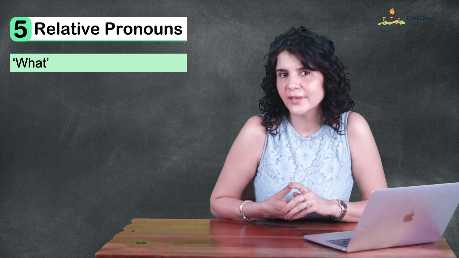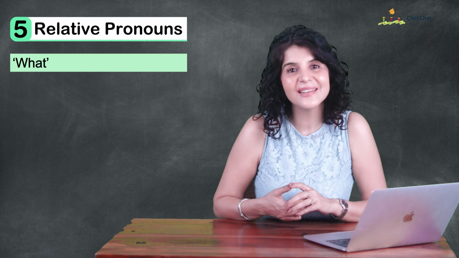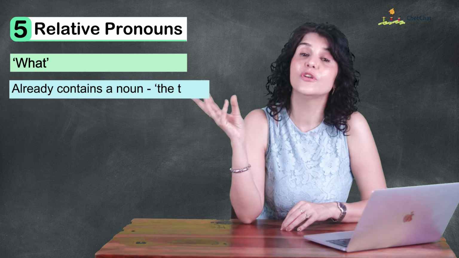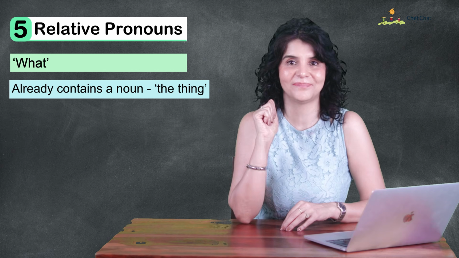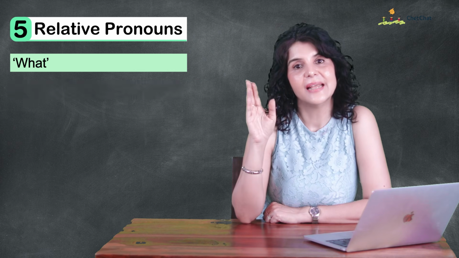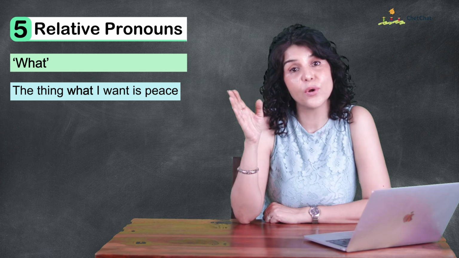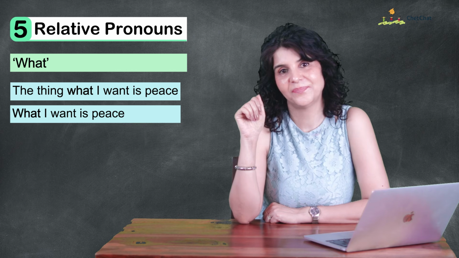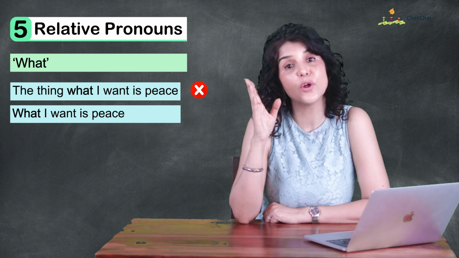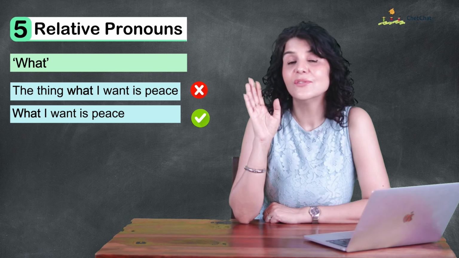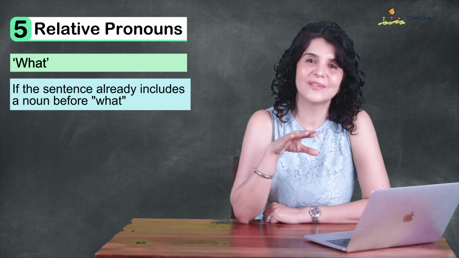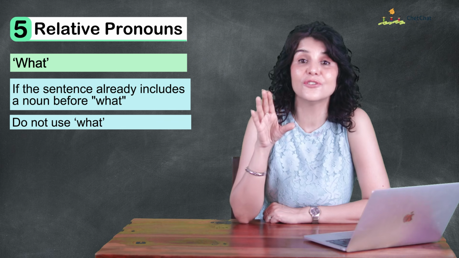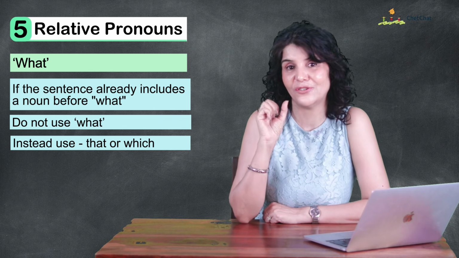Why is it used without an antecedent? The reason that what does not require an antecedent is because it already contains a noun, the thing. Take these two sentences. The thing what I want is peace. What I want is peace. The first one is wrong because what already includes the thing. So if the sentence already includes a noun before what, you cannot use what instead. You should try to use that or which.